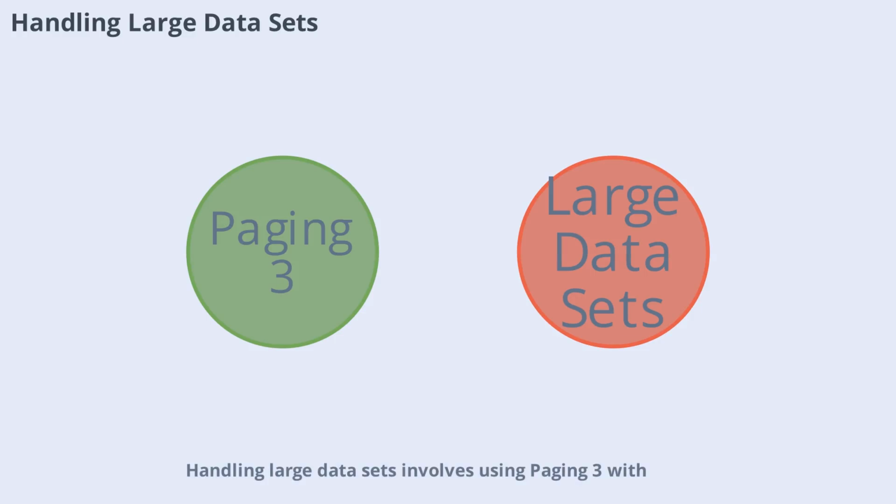Handling large data sets involves using Paging 3 with filters and sorting in the DB layer and ViewModel. This approach ensures efficient data loading and smooth user experience, even with extensive datasets.